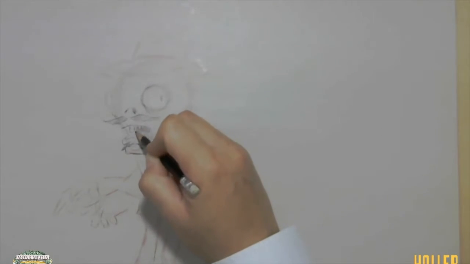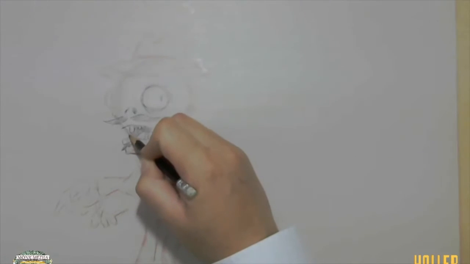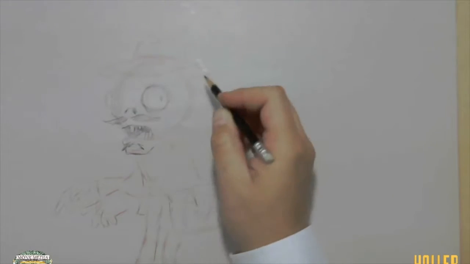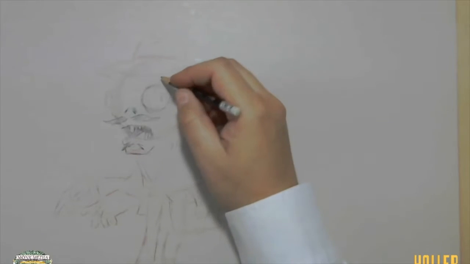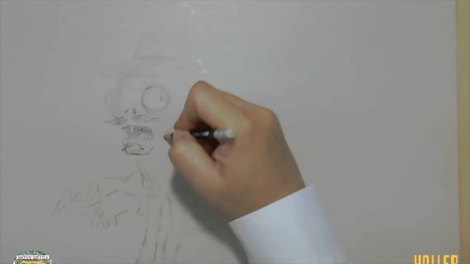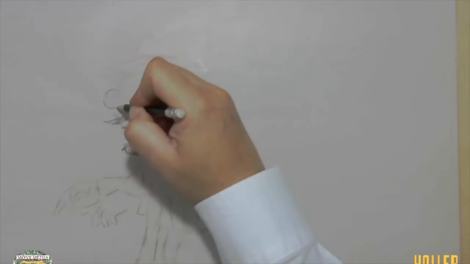If you did this in ink, you could allow the ink to dry and then go back and erase. So you could really pull out some detail. Now we're going to put the back of his head here. Another eye, of course.